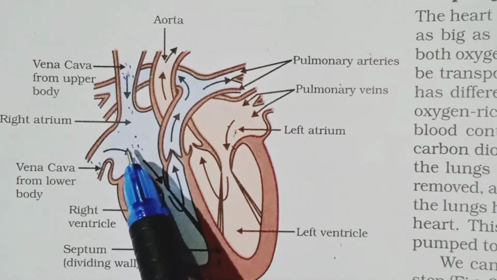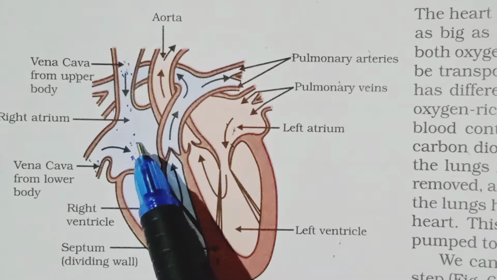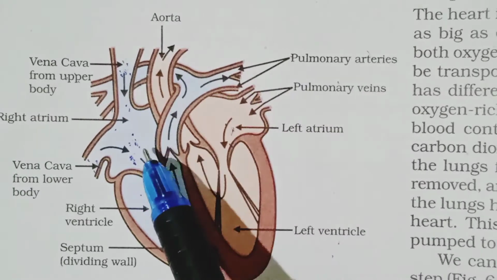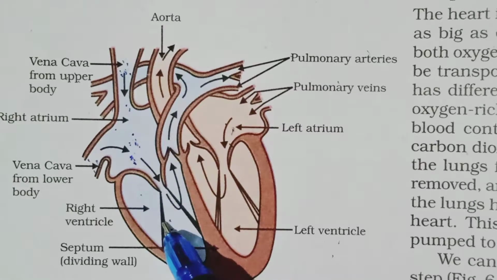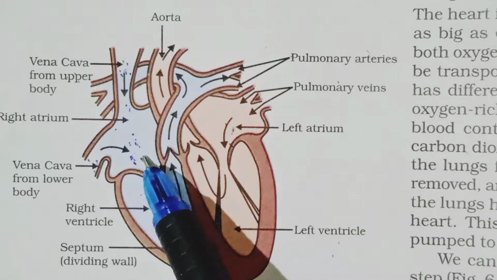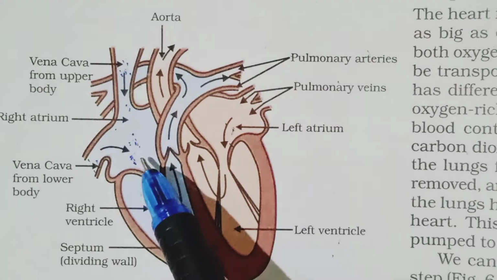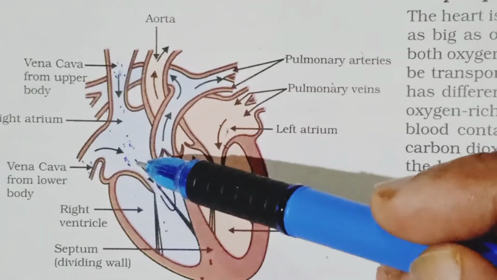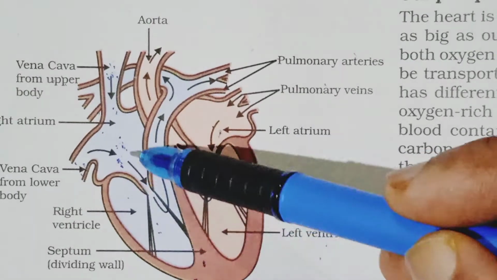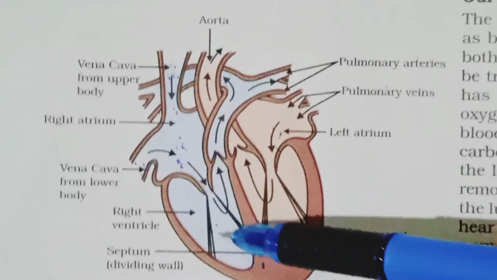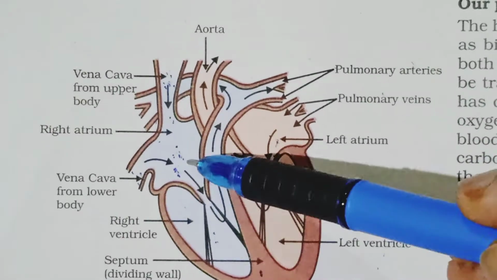The right atrium contracts, and when it contracts, the blood flows into the right ventricle. Please note that the flow of the blood is unidirectional. Unidirectional means one direction. Always the blood flows in one direction, it will not flow back.